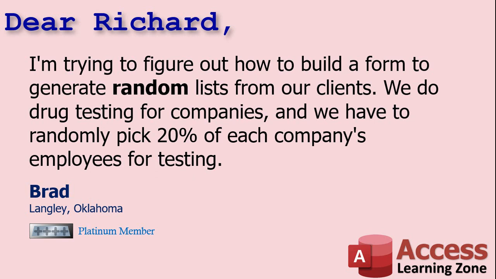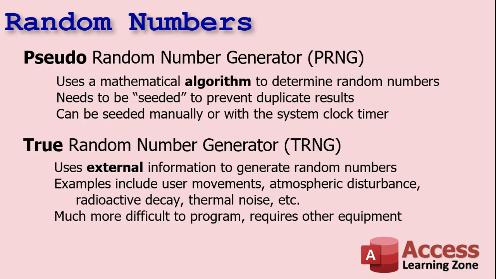However, before I show you how to do it, let's talk a little bit about how Access generates random numbers. Now, in the world of random number generation, there are two kinds of random number generators. There's a pseudo-random number generator and a true random number generator. Microsoft Access and most computer programs use what's called a pseudo-random number generator. It basically uses a mathematical algorithm to determine random numbers.